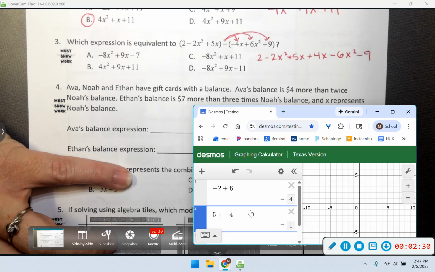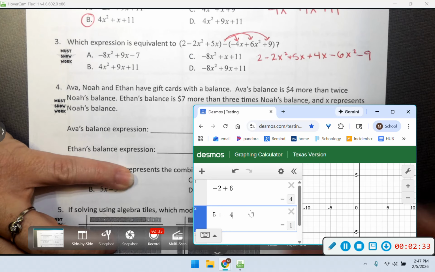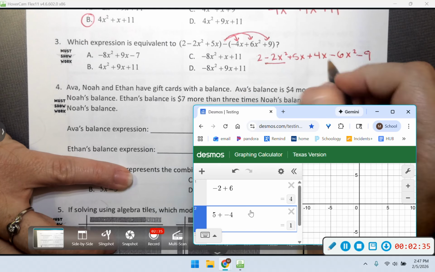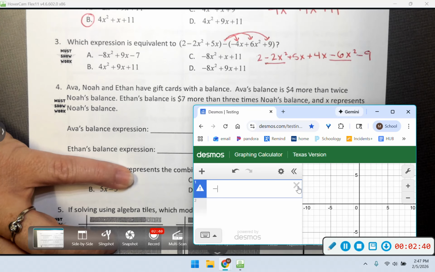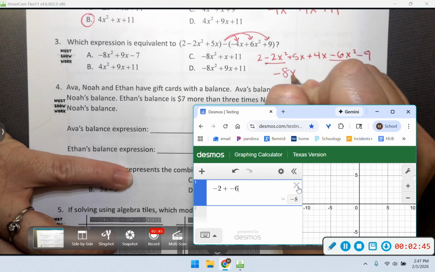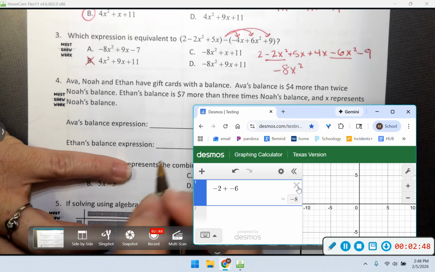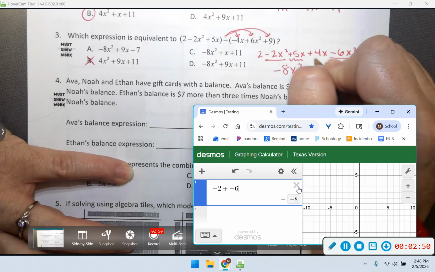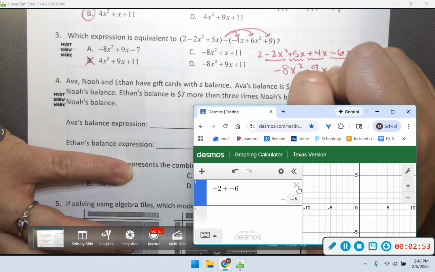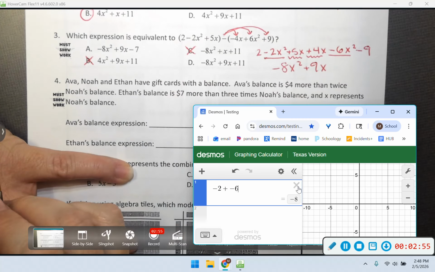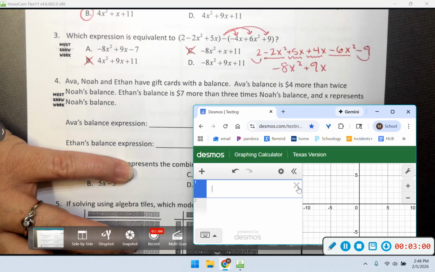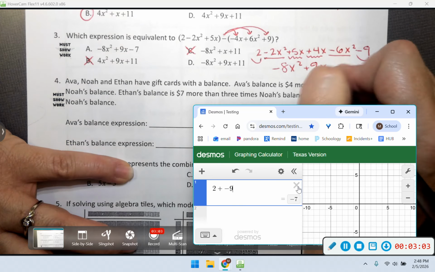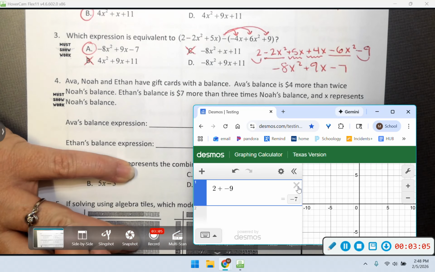Now it's just like number 1 and number 2. We're going to combine our like terms and start with our highest exponent. So I have a negative 2x squared minus 6x squared. Well, negative 2 plus negative 6 is negative 8. So I know I can cross off B. Okay, then I have 5x plus 4x, which is 9x. So I can cross off C. And I have my constants 2 plus negative 9, which is negative 7. So A is my answer.